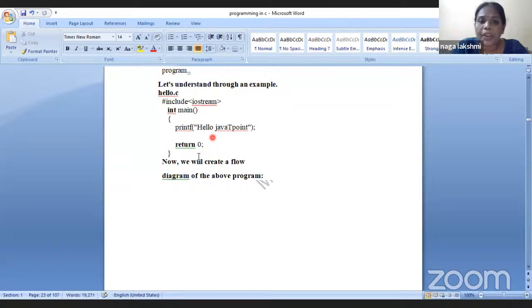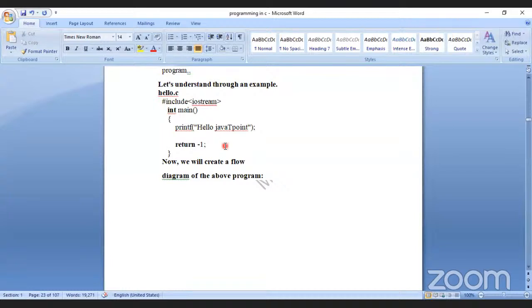Now, return 0 is an optional part, but it is good practice to write it, because return 0 means successful termination of a program. It indicates to the compiler that 0 means success. If I write -1 in the same program, it indicates the failure of the program. Clearly understood everyone? Yes, ma'am.